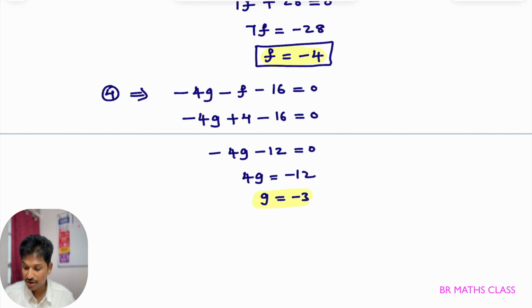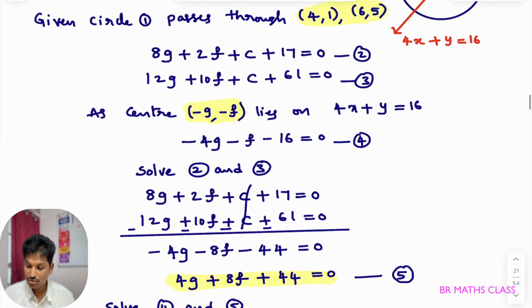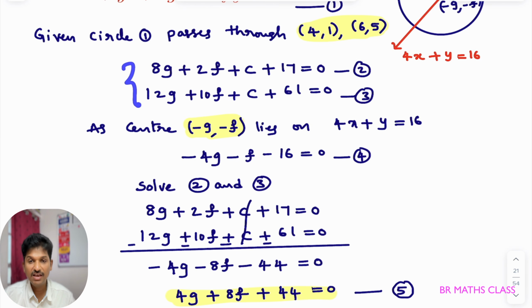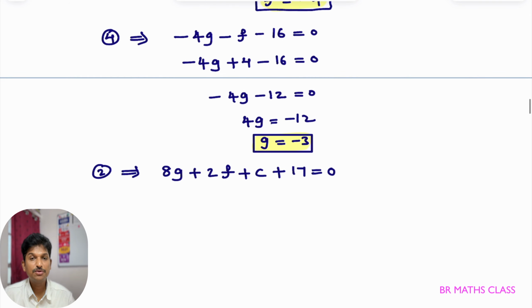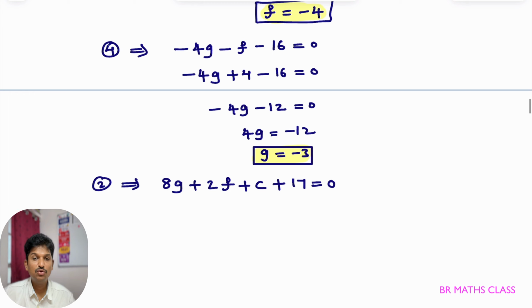What you are trying to find? You are trying to find G value, F value, C value. You already got G value, F value. Now you need to find C value. For that, what I'll do, this G value, F value are there now. These two values I'll substitute in any one of these two equations to get C value. I'll substitute this G value, F value in this equation number 2. This is equation number 2. You substitute G value, F value in this.